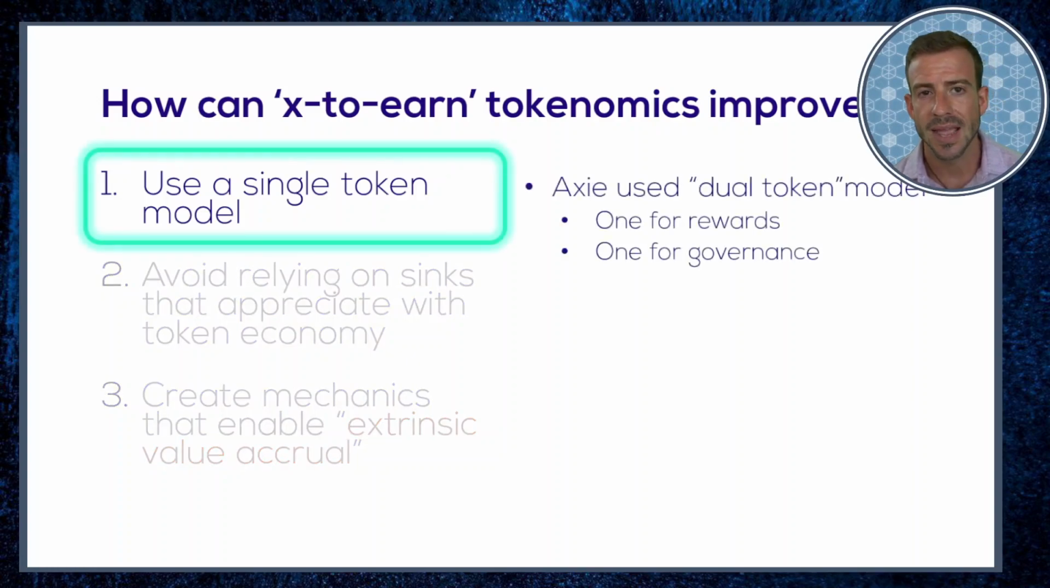First, the token model. Axie Infinity and its various clones use 2 tokens, the reward token, which served as the value off-ramp, and a governance token.